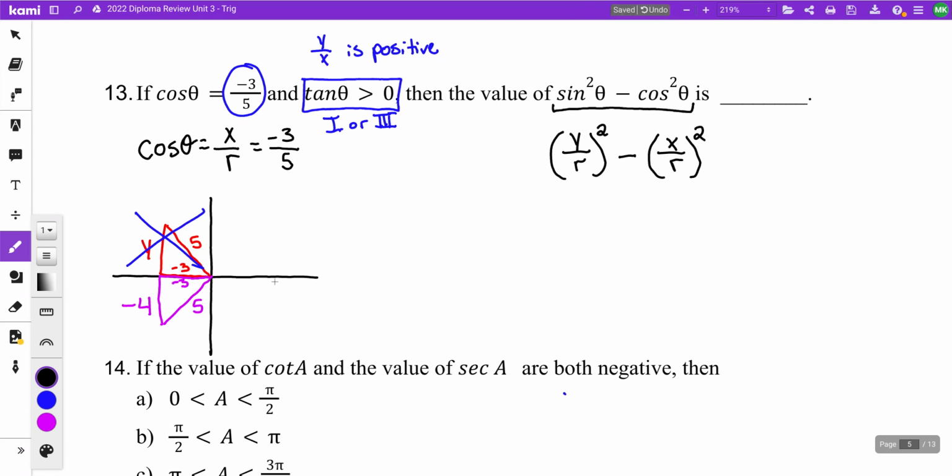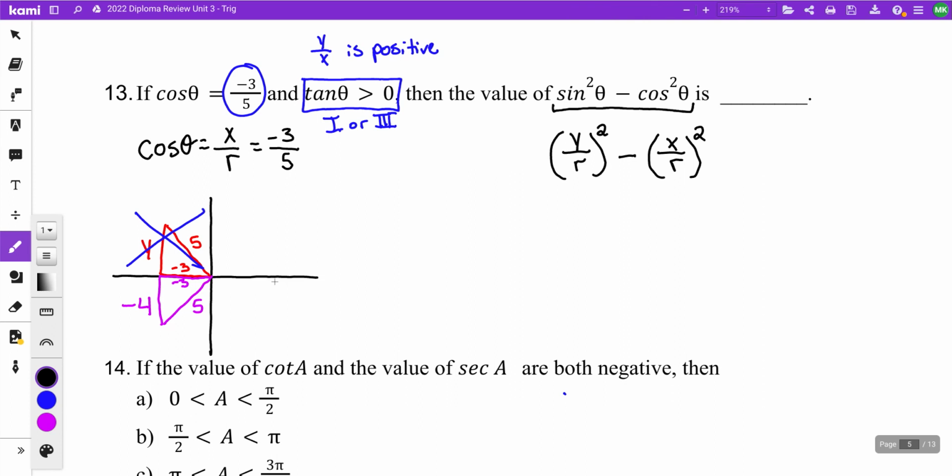To get that negative 4, you did Pythagoras theorem? Yeah, I did. I just did it really fast. Anytime you have a triangle with a hypotenuse of 5 and one of the sides is 3, it'll always make 3, 4, 5. But I did do Pythagorean theorem: a squared plus b squared equals c squared.